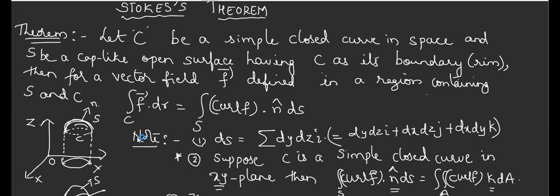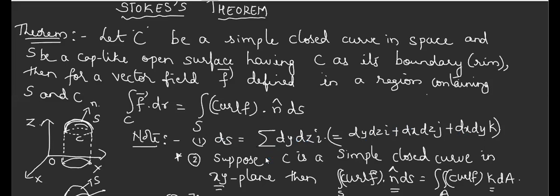Now, there are some important points. These are very important to solve the example. First thing, what dS do we take over the surface? Here, it is nothing but the summation of dy dz i. Now, if I expand this summation, we are going to get three terms. First term is the same, dy dz i. Second term will be dx dz j plus dx dy k, isn't it? If I expand this summation.